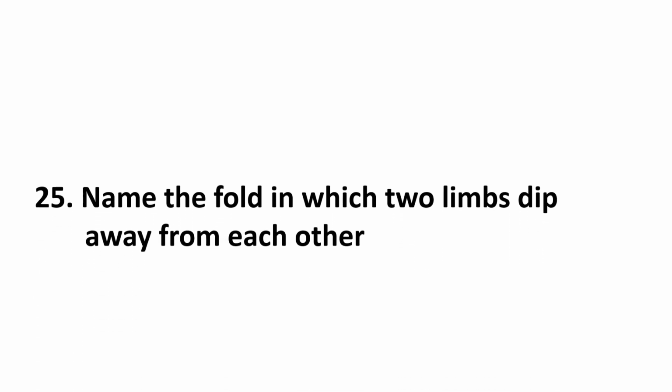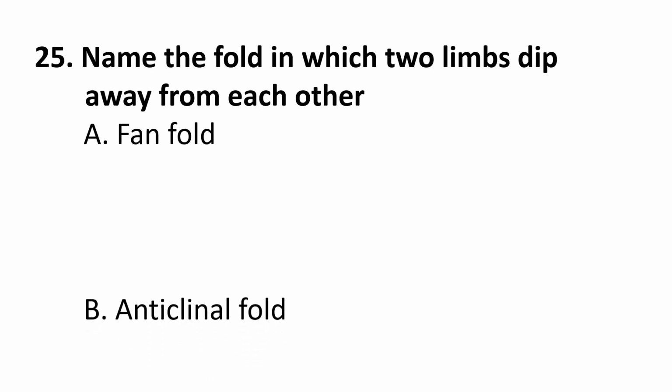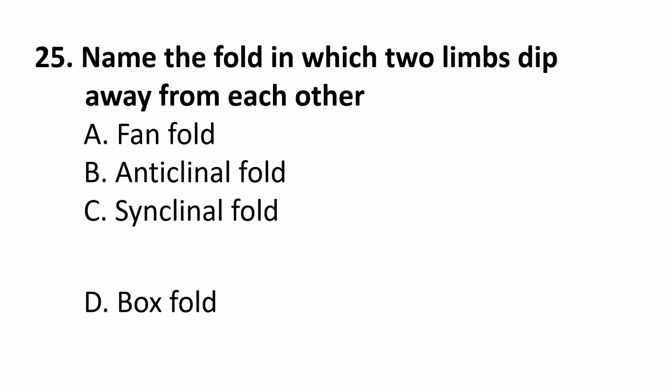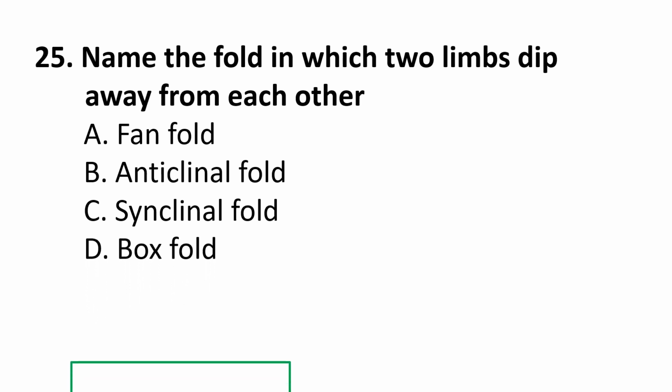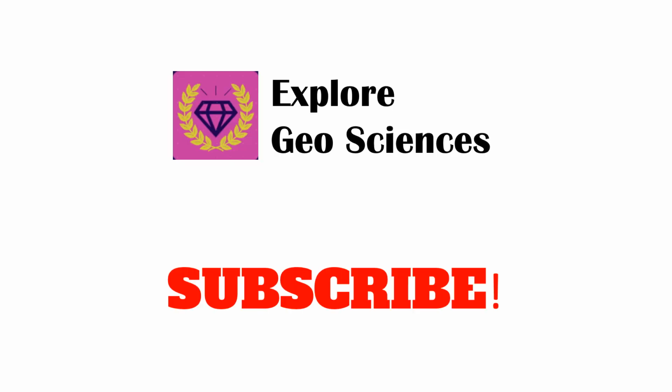25th question. Name the fold in which two limbs dip away from each other. Choices are A, fan fold, B, anticlinal fold, C, synclinal fold, D, box fold. The correct answer is B, anticlinal fold.